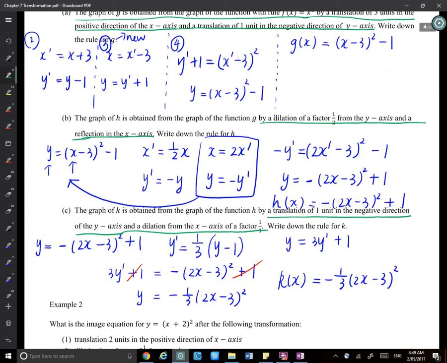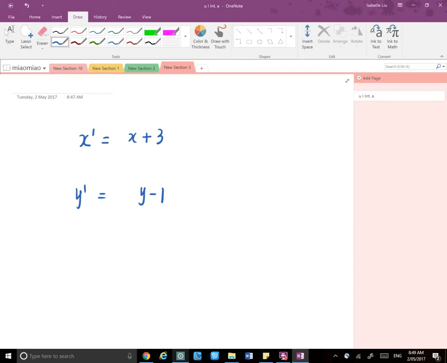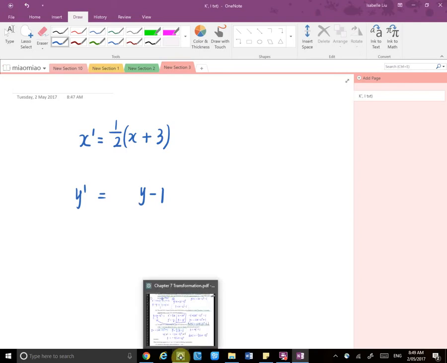Next is a dilation of factor a half from the y-axis. So what is changing? It's changing x. Now my x has already had something happen to it, so if I want to further change it, that will be times a half on that. Or you can times the half in the end, but it needs to be in the bracket, x plus 3, because x plus 3 needs to happen first and then the half.